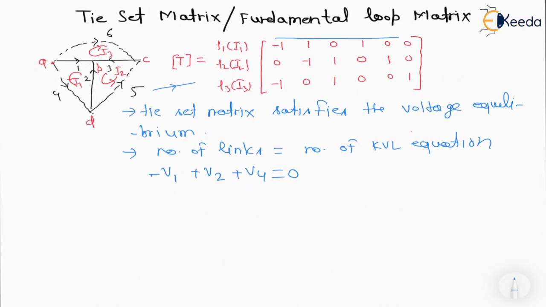You can see in the first row, minus V1 plus V2, 0 into V3 plus V4, 0 into V5, 0 into V6. So minus V1 plus V2 plus V4 must be equal to 0 from the first loop, and from the second loop minus V2 plus V3 plus V5 must be equal to 0, and from loop 3 we can say that minus V1 plus V3 plus V6 is equal to 0. So these all are the KVL equations.